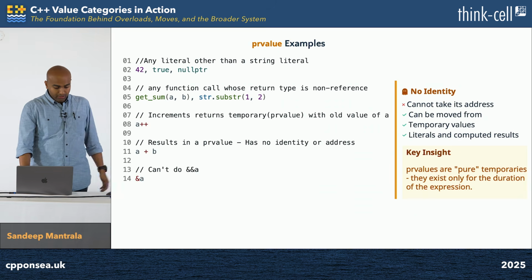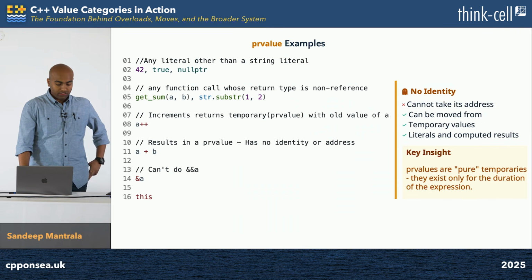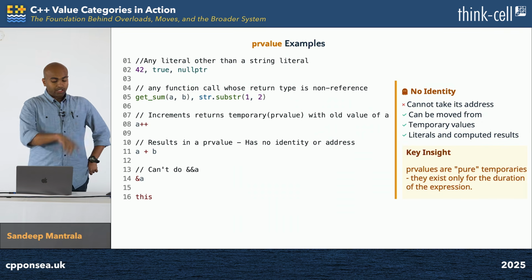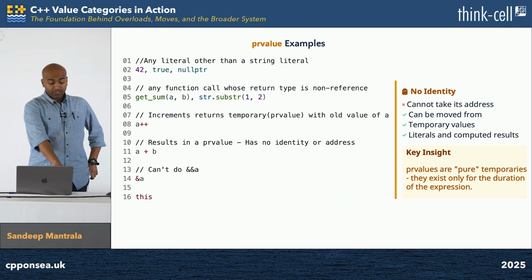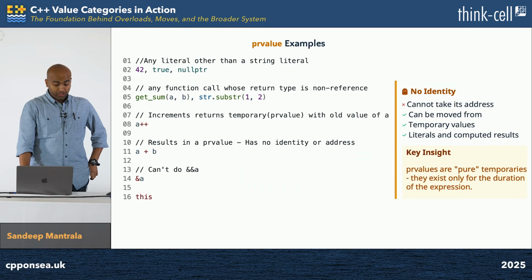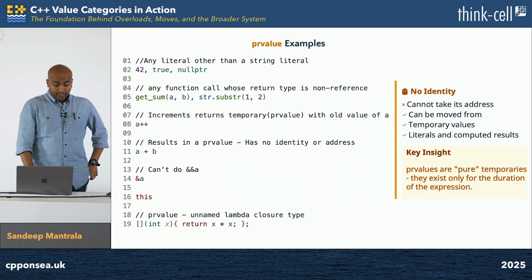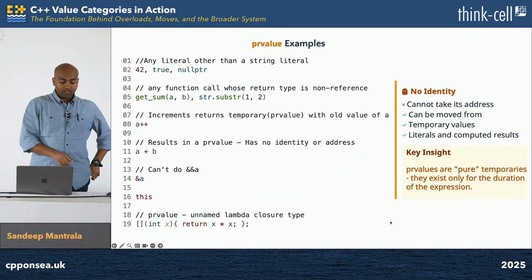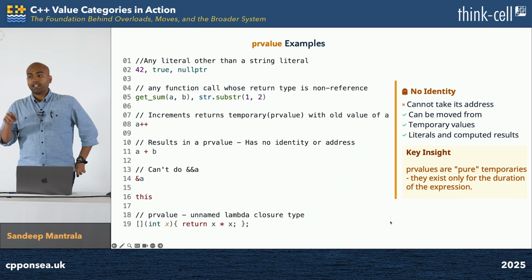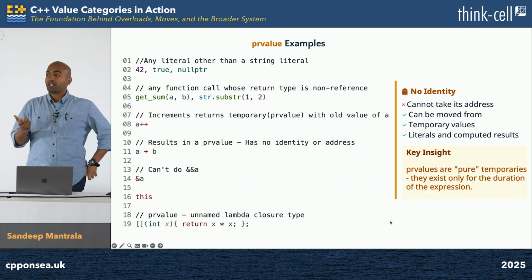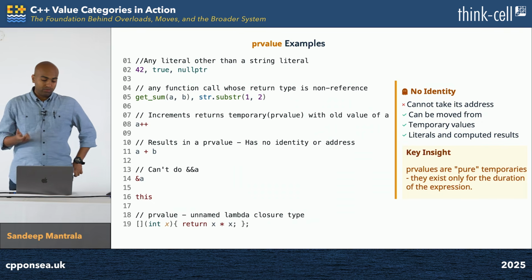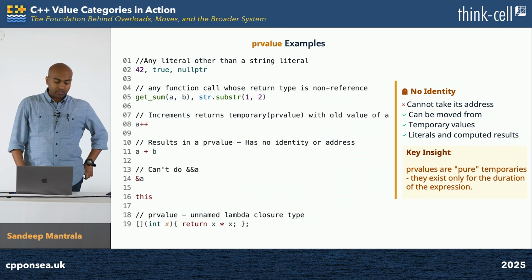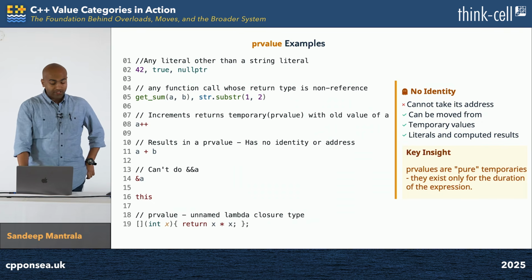A few more examples: a + b computation and &a. You cannot assign to &a in C++, so &a is classified as a prvalue. The this pointer is also a prvalue. And lambda objects are also prvalues. A lambda is nothing but a closure type object, which is a temporary closure type object. So unless you bind to it, it remains a temporary. So these are also classified as prvalues.